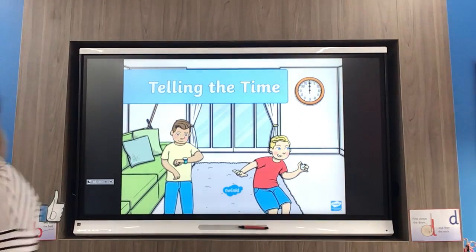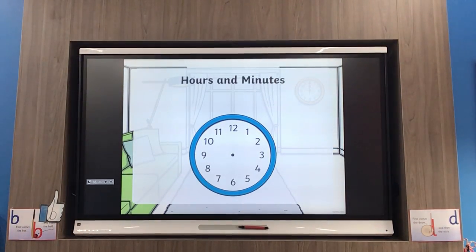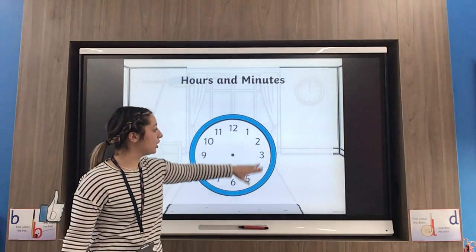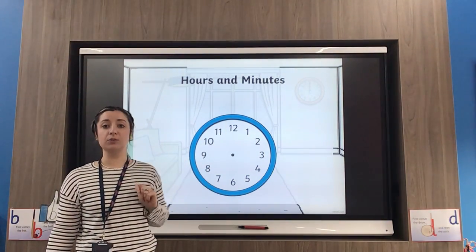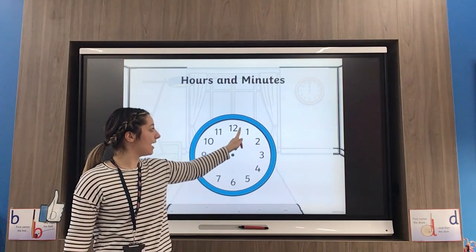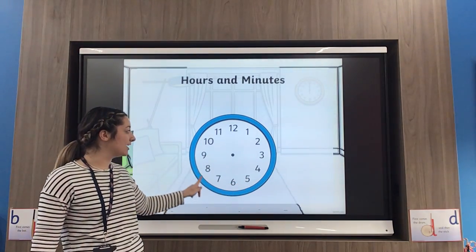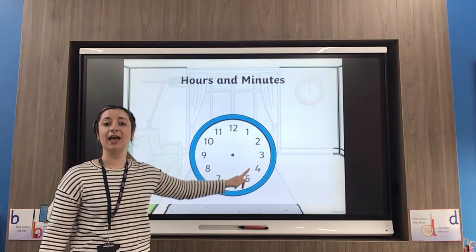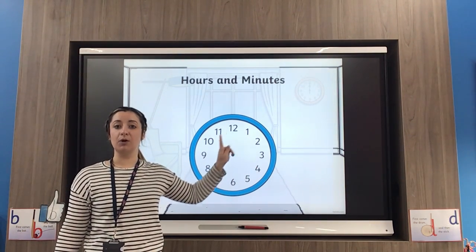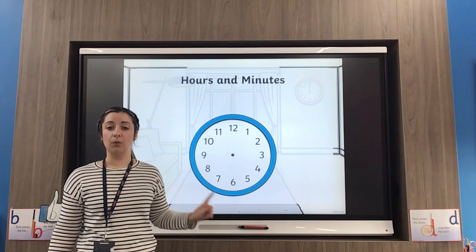So let's start. Here is a clock face, and you can see that this is a circle with numbers that go all the way up to 12. Here we start with 12 and we go what we say clockwise. So we work around the clock this way. We go 1 to 2 to 3. We don't go backwards, we go clockwise.